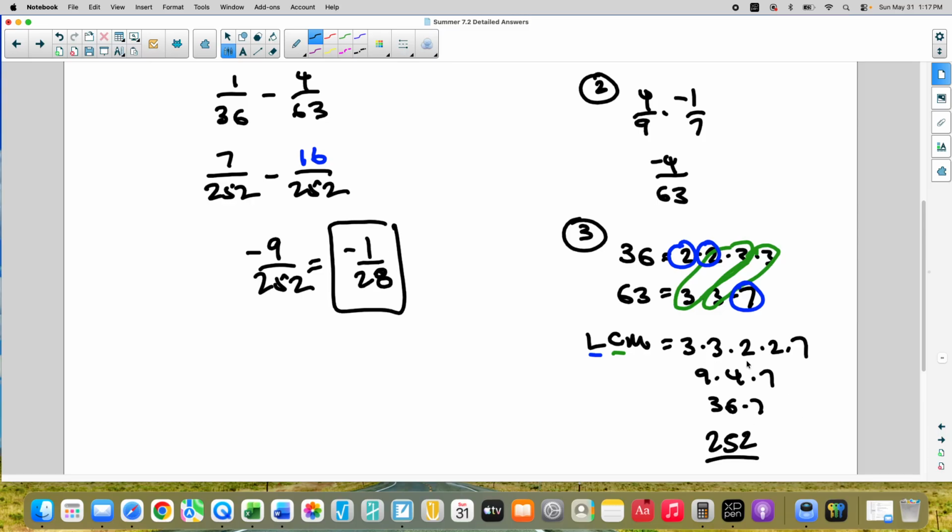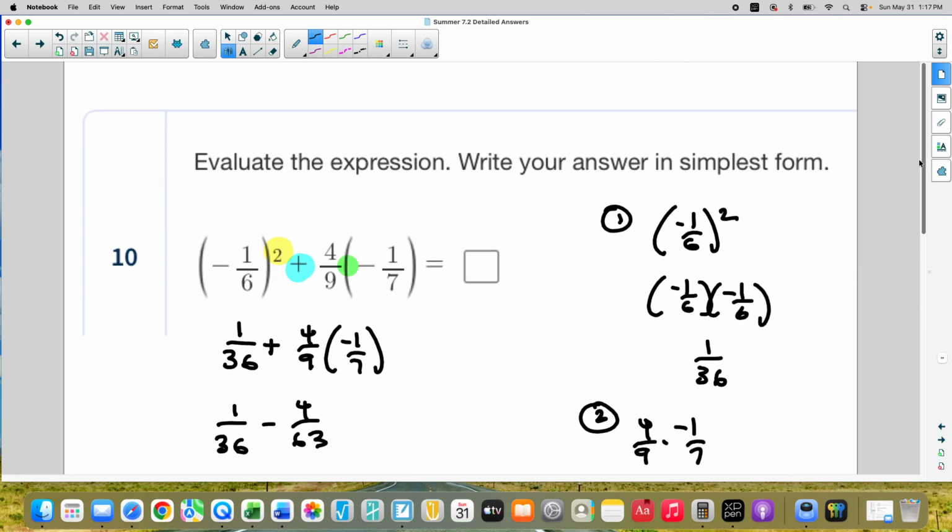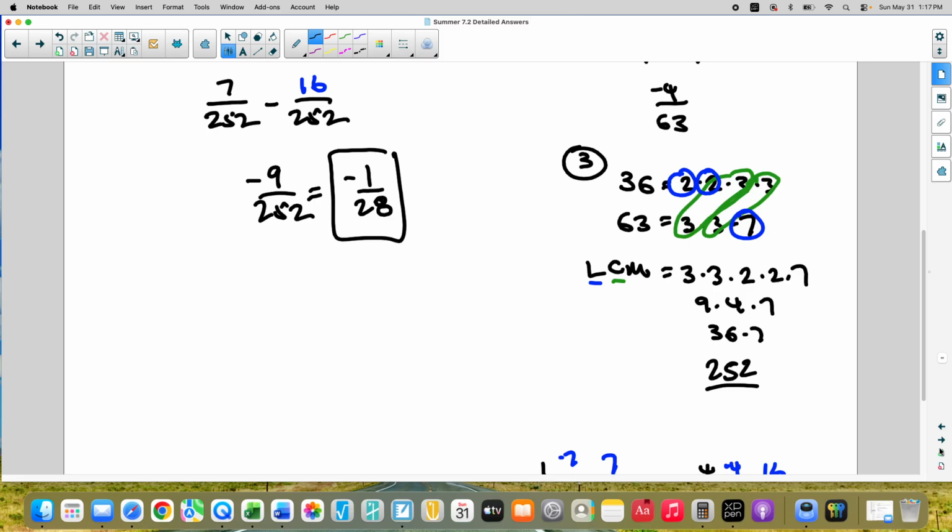And I was able to do all that division because I see what the numbers are. Divide by 9, so 9 times 28, so divide by 9. That's how we do it. That's a nice, easy way. Write your answer in simplest form: negative 1/28.